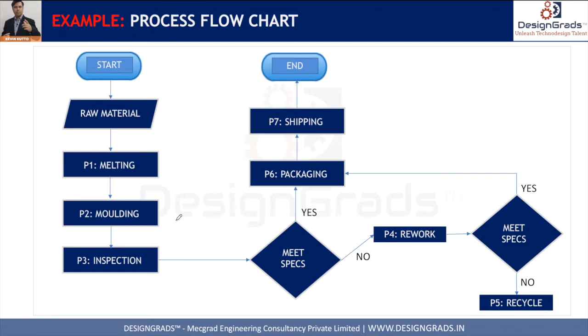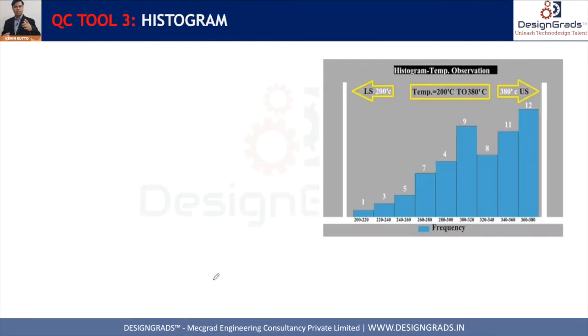That's the power of process flow chart. Process flow chart is one of the mandatory documents for PPAP submission. The third QC tool is histogram.